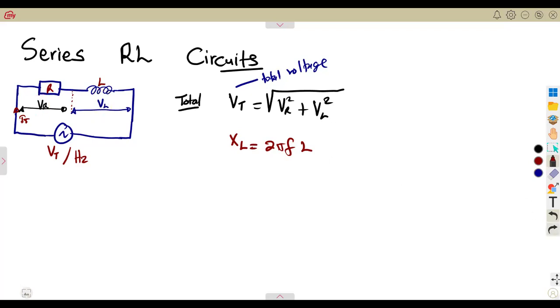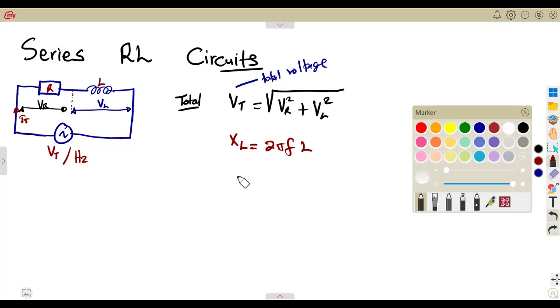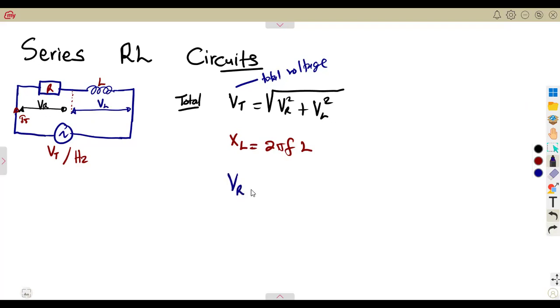They can ask you to calculate the voltage across each component, meaning you can talk of the voltage across the resistor. Since this is a series circuit, the current is the same. So considering that the current is the same, the voltage will be simply current times resistance. That's the total current times resistance. The voltage across the inductor is also the total current times the reactance of the inductor, so it's going to be times XL.